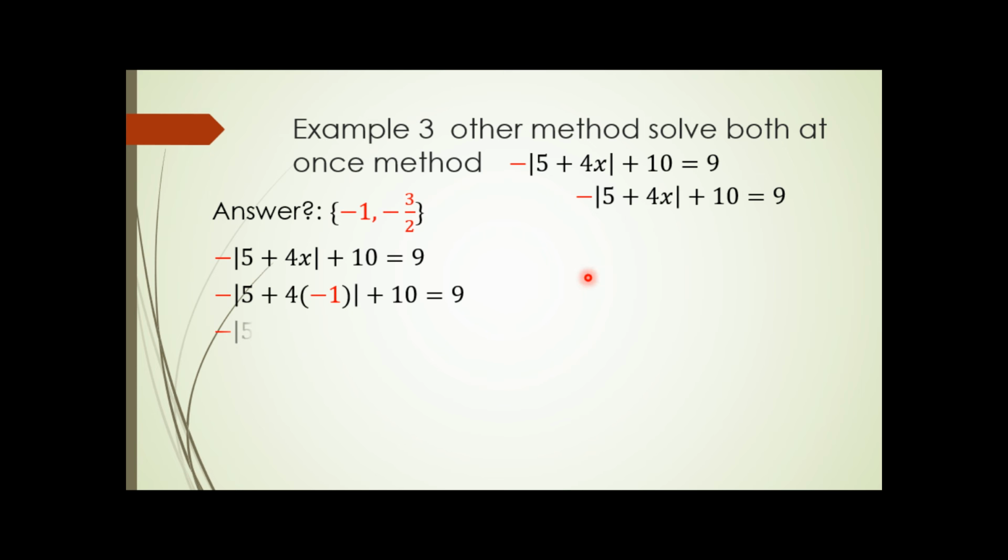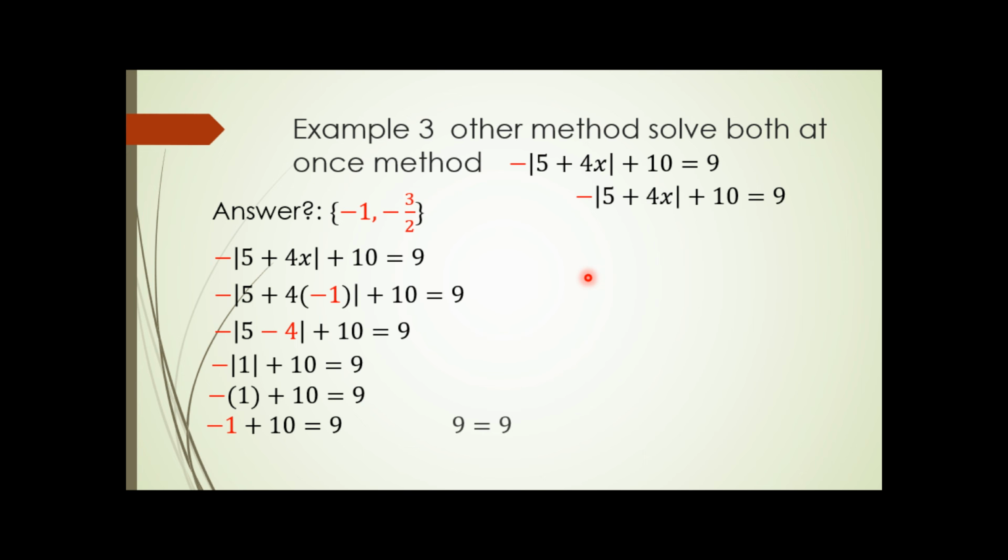So that's what we're going to do. 4 times a negative 1 will get us a negative 4. 5 minus 4 gets us a 1. And the absolute value of 1, that's 1 unit away from 0, so we would put 1. But now we have to multiply by that negative 1, getting us a negative 1 plus 10. And we simplify, we get 9 equals 9. All right, so 9 equals 9, that's a true statement. That means negative 1 definitely checks out as a solution.